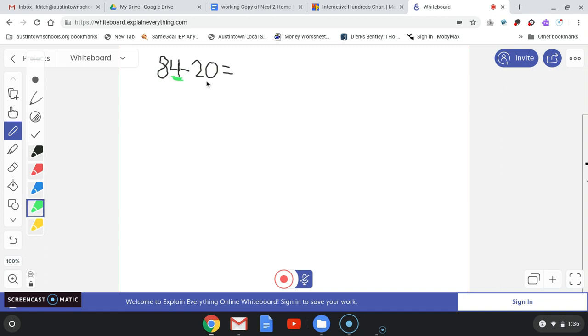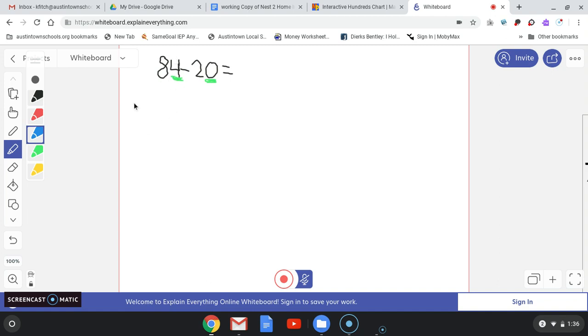But I also want to point out that what we're subtracting is going to be a tens number. So the number we're subtracting is going to have that 0, but the first number might not. All right, so here I have 84 minus 20. So just like yesterday, we're going to start off by drawing a picture using those tens and ones like we do in calendar time. So first thing I'm going to do is I'm going to draw 84.